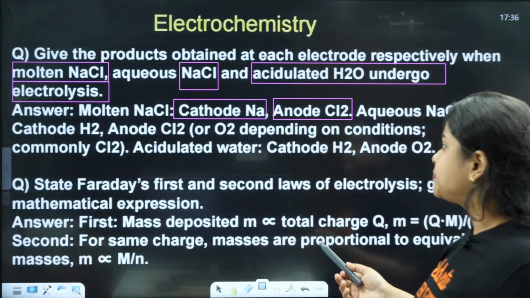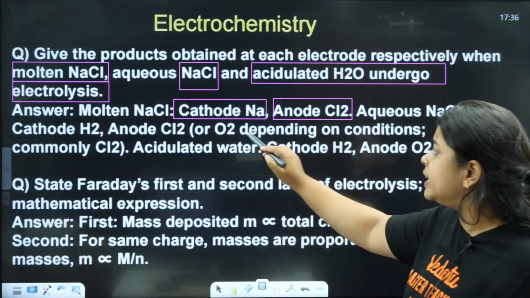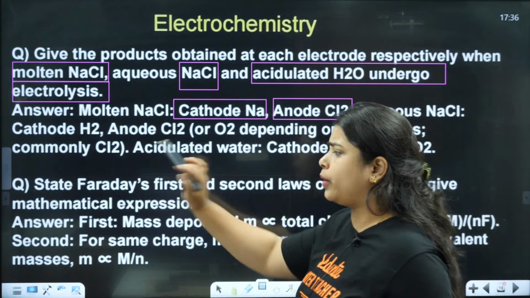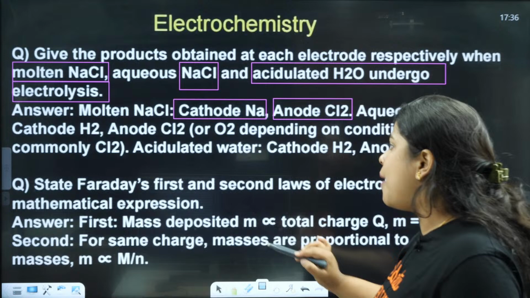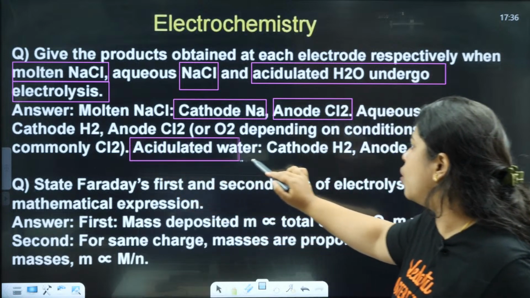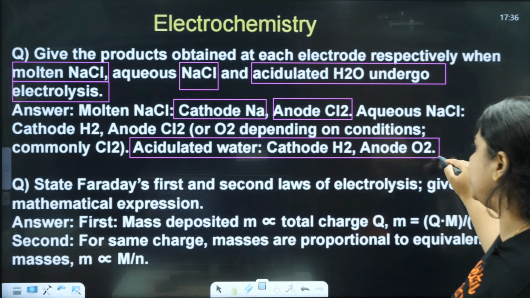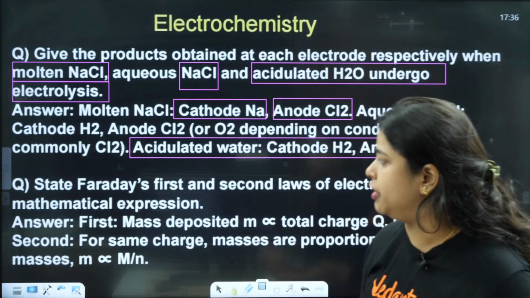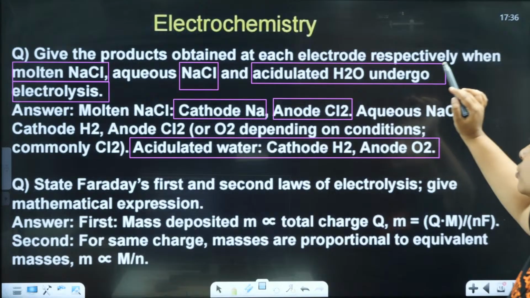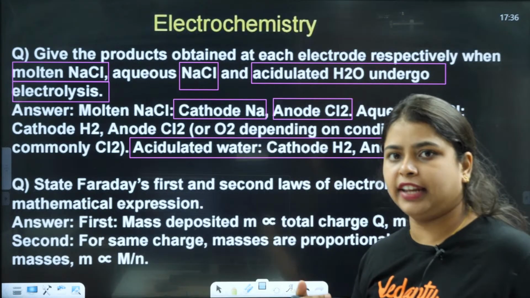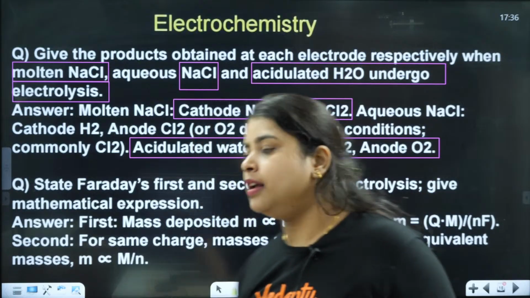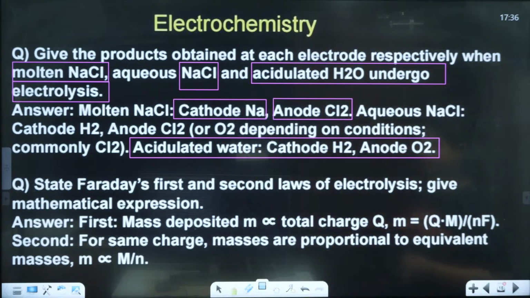Continue. If in case O2, it depends on the conditions, like commonly Cl2 depends on O2. Then what happens? Acidulated water: the cathode is going to be H2 and the anode is going to be O2. In this way, you people need to solve it. Which product is obtained at each electrode respectively, if they have taken molten NaCl or aqueous NaCl. Clear?